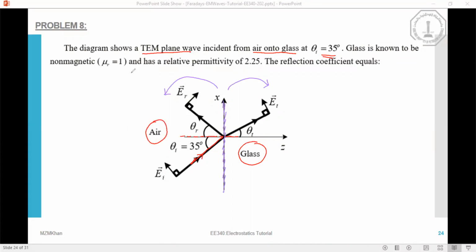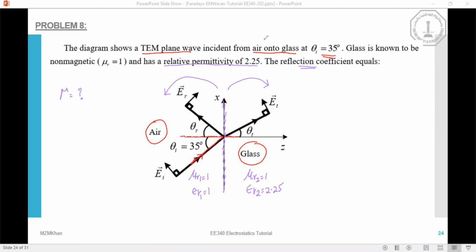Glass is known to be non-magnetic. So this is the glass. Therefore, your mu r2 is 1. Epsilon r2, relative permittivity, is given as 2.25. This is air, so mu r1 is 1. Epsilon r1 is 1. And then you need to find the reflection coefficient.